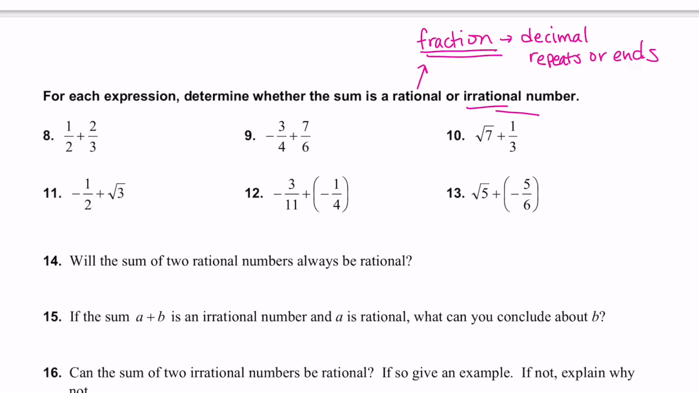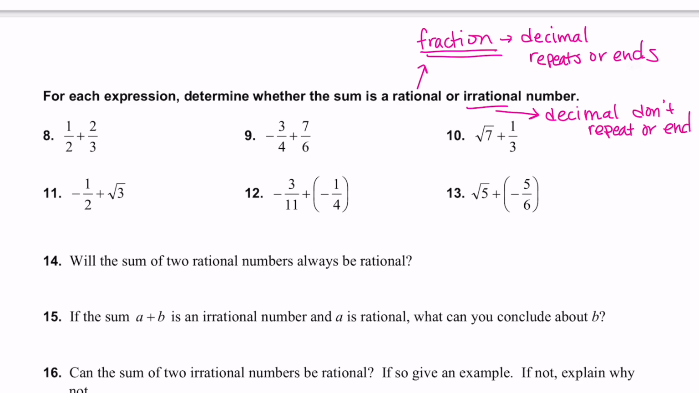Irrational numbers are numbers that, when written as a decimal, they don't repeat or end.